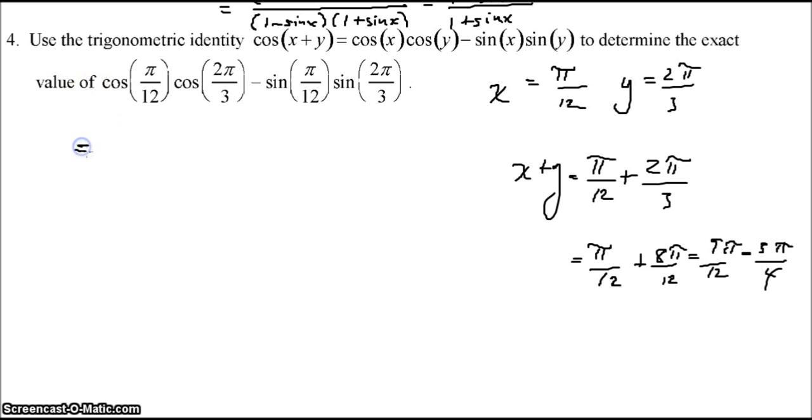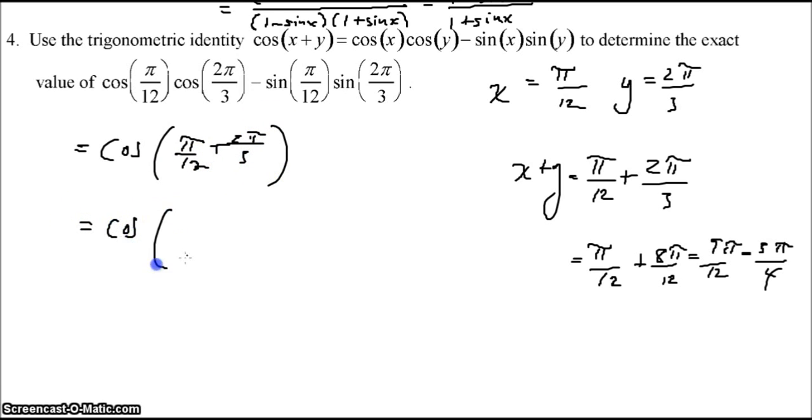So all of this is really just equal to cosine of pi over 12 plus 2 pi over 3, which is cosine of 3 pi over 4. Then from your unit circle, that's negative square root of 2 over 2.